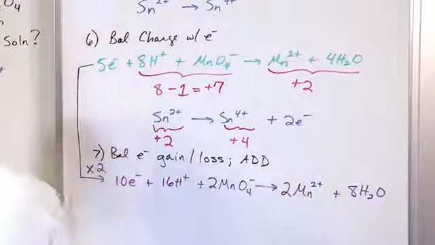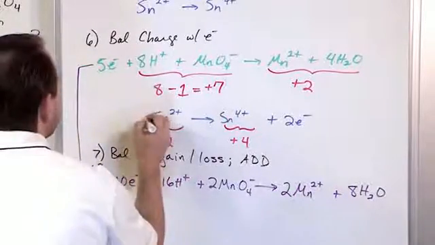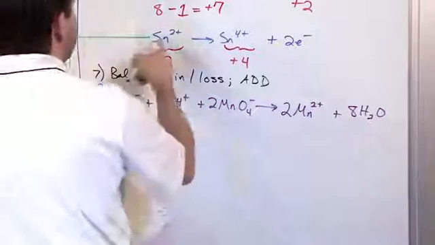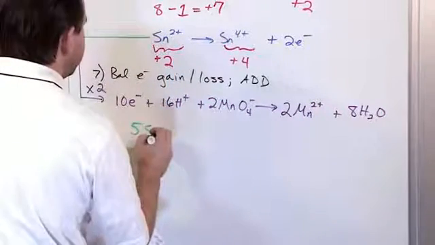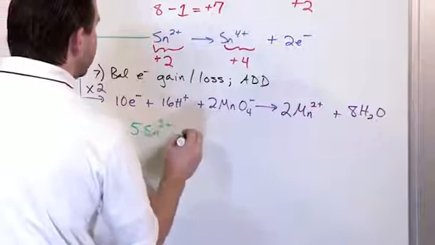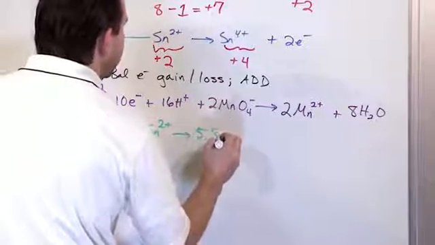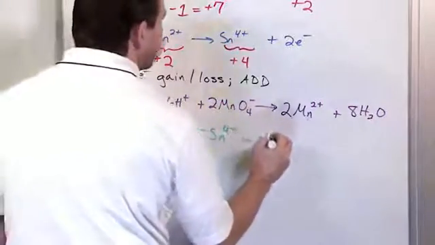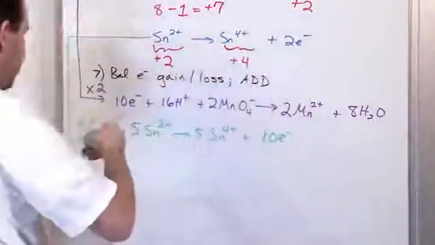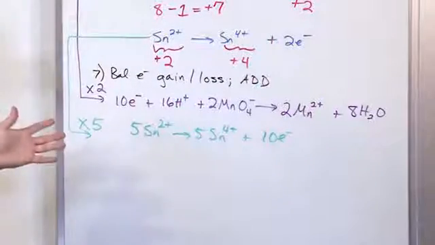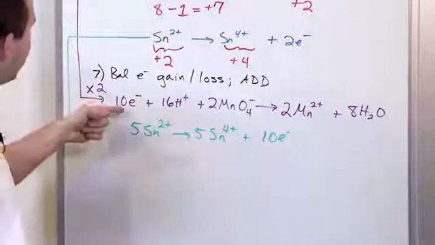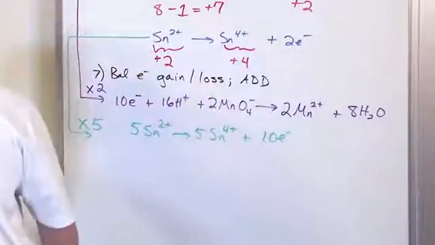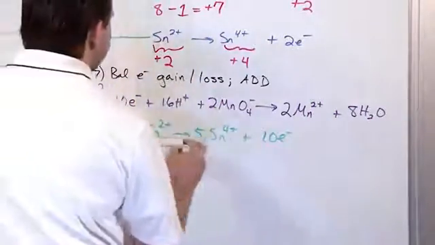Now let me switch colors down here and multiply this by 5. So I have 5 Sn ions going to 5 Sn ions with a different charge plus 10 electrons, because 2 times 5 is 10 there. So now I have 2 half reactions that are balanced, and also I have 10 electrons that I'm gaining and 10 electrons that I'm losing, so I'm clear to add these, which is the last part of step 7.